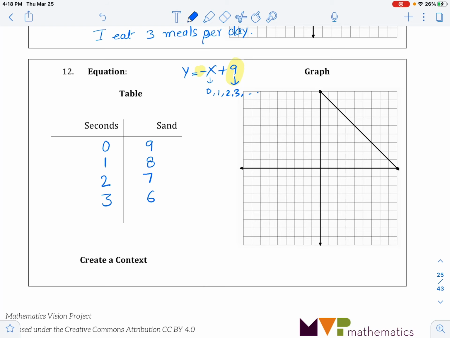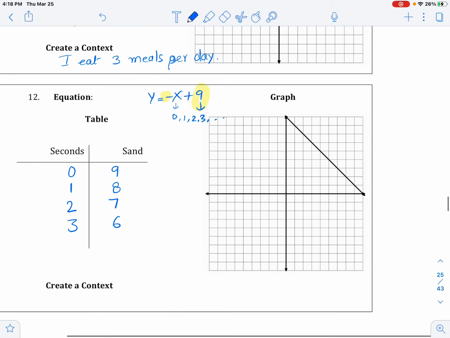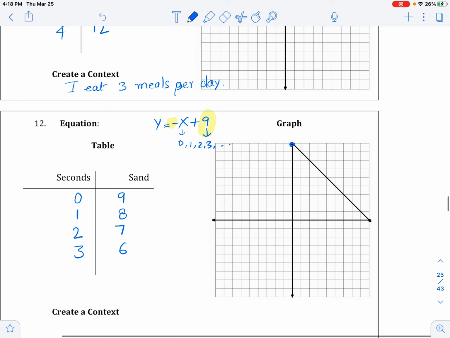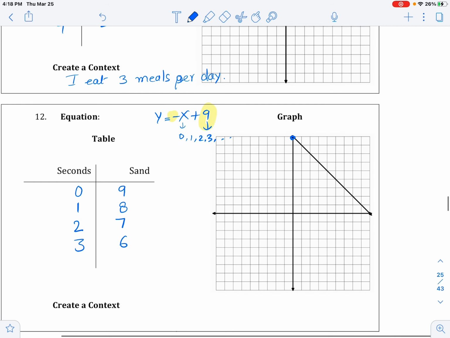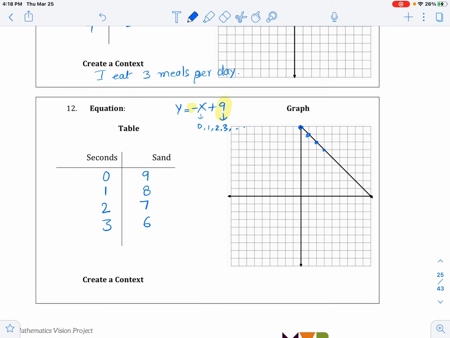Okay, so if I have to graph it, I could see that for 0 it is 9 here. They already gave you the graph to help you. And then at 1 it is 8, then 2 is 7, and so on. It keeps on decreasing each day.